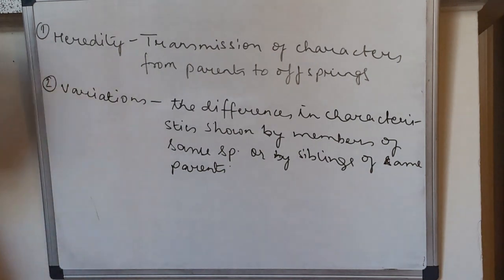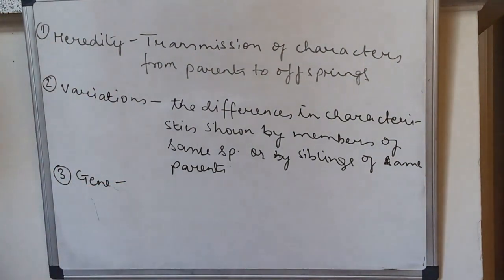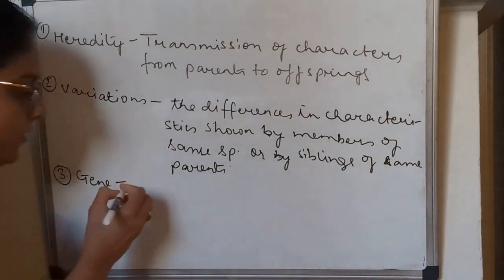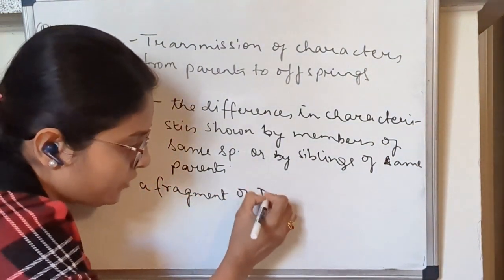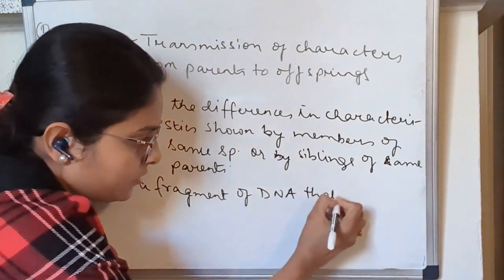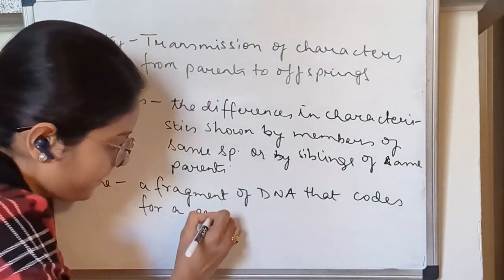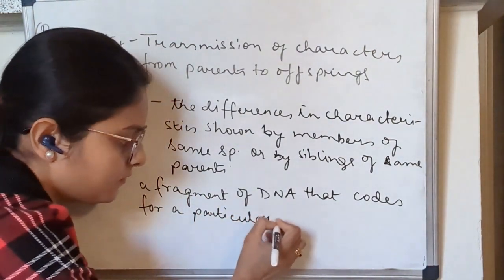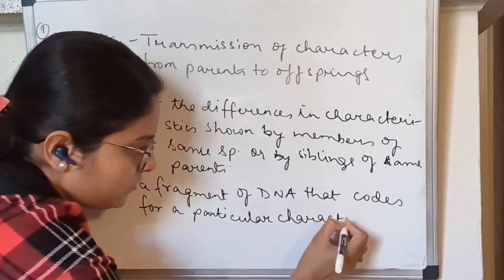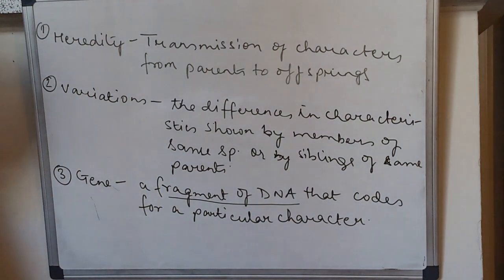Alright, and the other very important definition is that of gene. So what is meant by gene? Gene is simply a fragment of DNA. It is a fragment of DNA that codes for a particular character. So gene means it is a fragment of DNA. A very simple and very precise definition. It is a fragment of DNA that codes for a particular character.